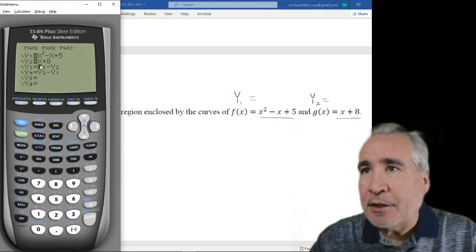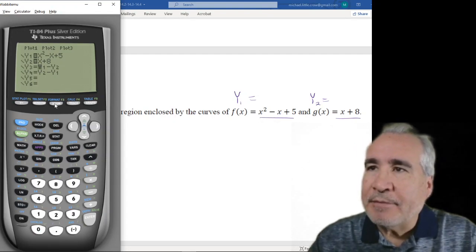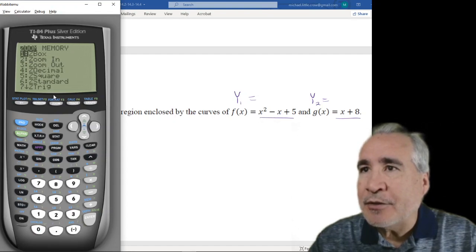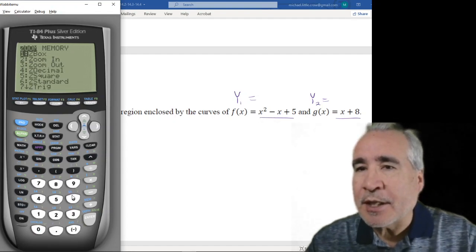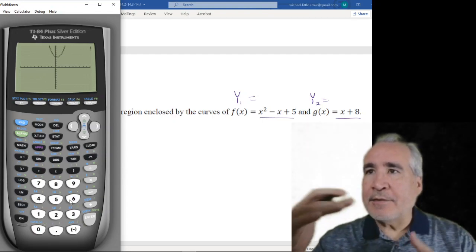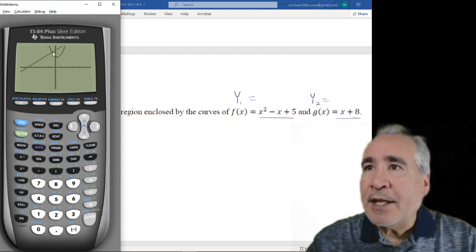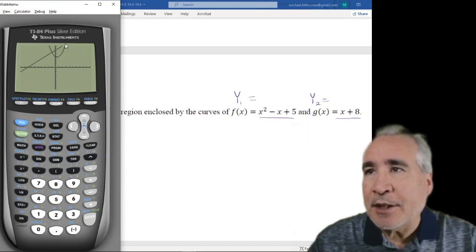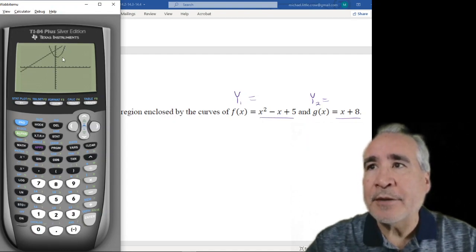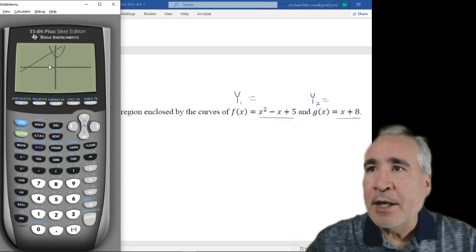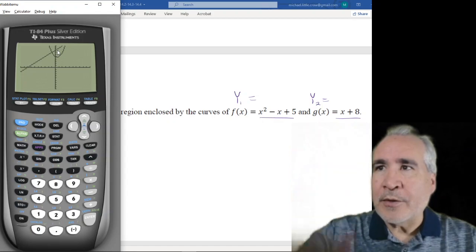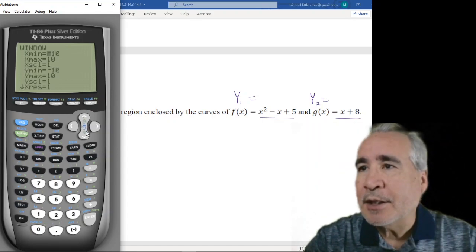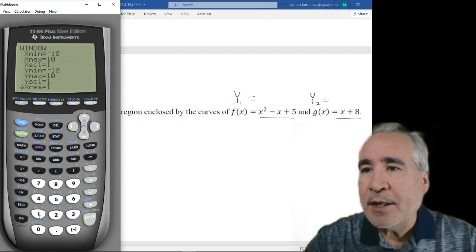Okay, we're going to take a look and see what we got. I'm going to do a ZoomStandard, Zoom number 6, to get my window negative 10 to 10, negative 10 to 10, and see if that works. It's pretty good, but I would like it a little bit higher to see this actual intersection. I could do it without it, but again, graphing is a visual way of solving, so you should be able to see everything. So I'm going to raise the window a little bit higher by going to Y equals, and that's our Y max. Let's make that 15. I think that will be high enough.